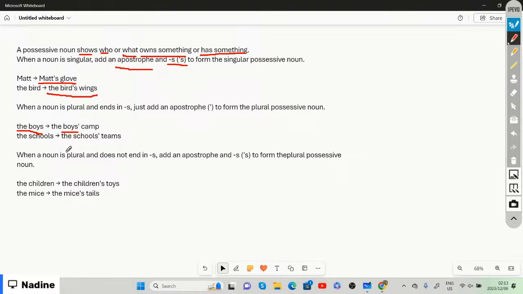The schools, referring to more than one school. The schools' teams, meaning we are referring to different schools and their teams. And there we have schools' teams, which means we have added an apostrophe at the end of that word. So schools refers to more than one school.